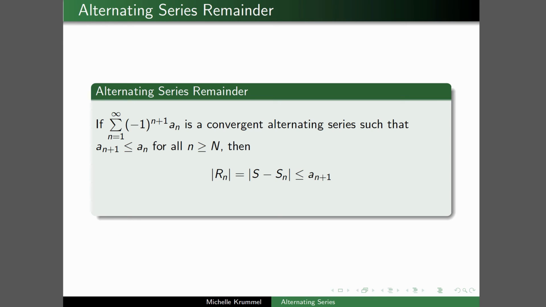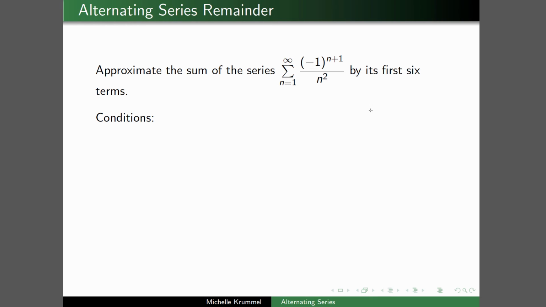To summarize, the alternating series remainder theorem tells us that if we have a convergent alternating series, where a sub n plus 1 is less than or equal to a sub n for all n greater than or equal to big N, then the absolute value of the remainder will be less than or equal to a sub n plus 1.